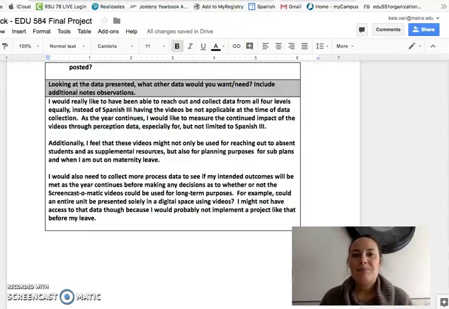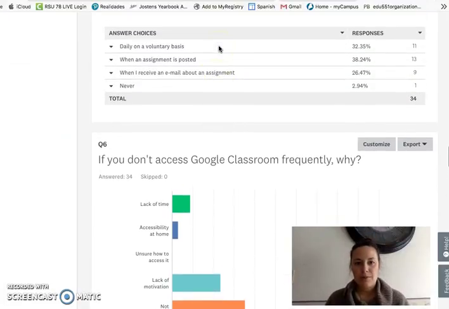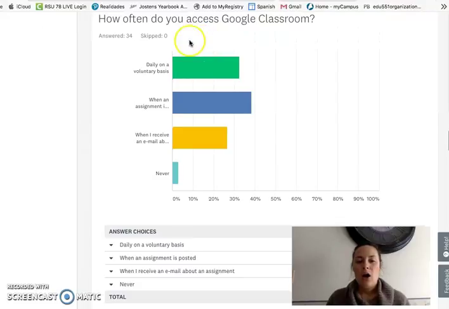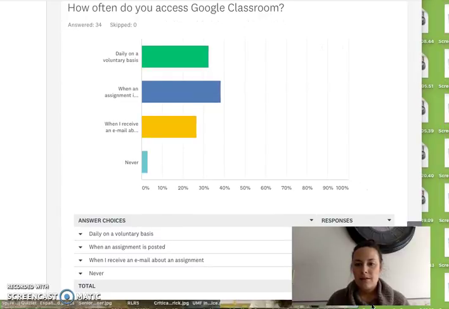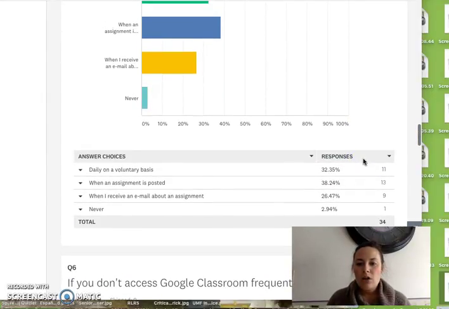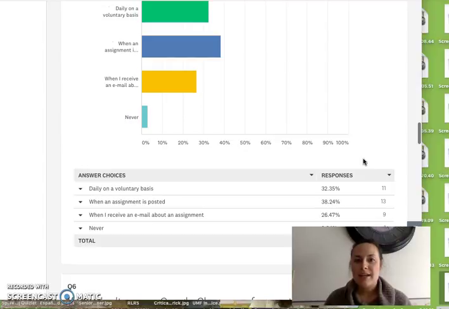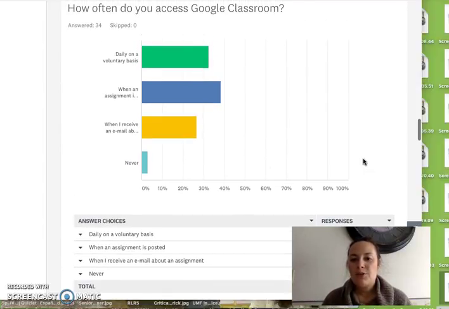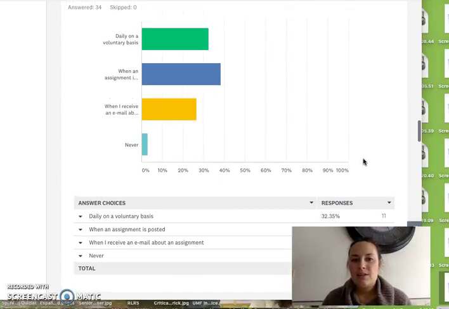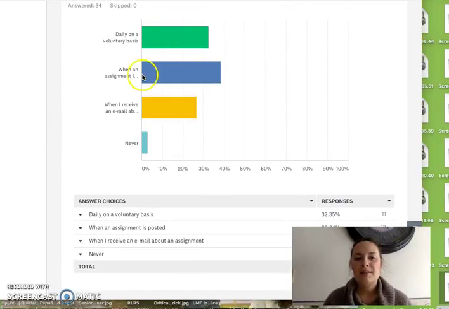So, and then I want to jump over here to the SurveyMonkey. This is all 34 students who had been polled, and the first question is, how often do you access Google Classroom? And the choices were on a voluntary basis, daily, when an assignment is posted, when I receive an email about the assignment, or never.